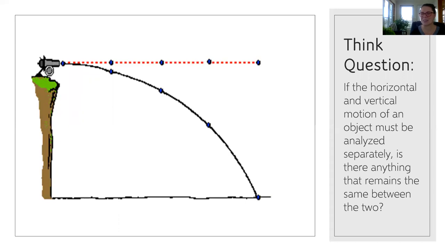Another think question. If the horizontal and vertical motion of an object have to be analyzed separately, is there anything between the two that would have to be the same? And what I'm thinking about is the variables that we use. So we know that velocity is different, and the starting velocities could be different for horizontal and vertical. It's often the case.